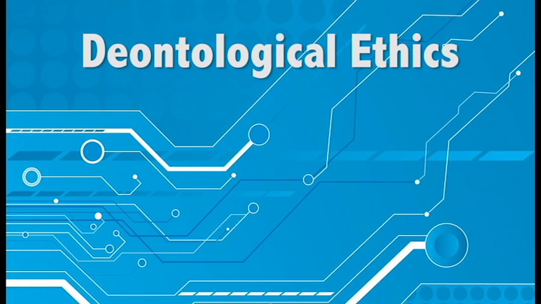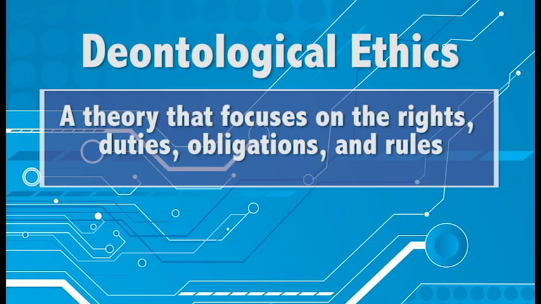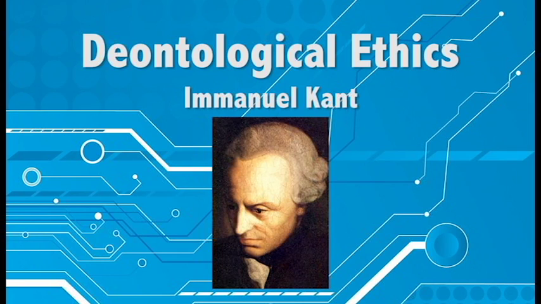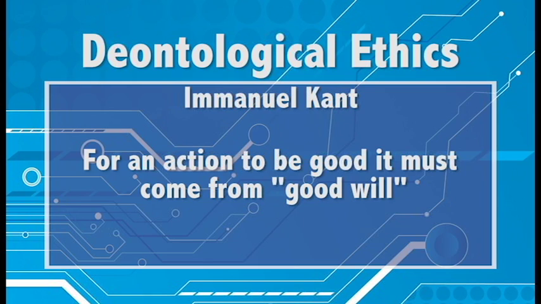The third idea is a little bit different from the first two that we covered because in this case it is a deontological ethic, which is an ethical theory that focuses on rights, duties, obligations, and rules. One of the founders of modern philosophy, Immanuel Kant, came up with the idea that good can only come from something that is intrinsically good. Thus, for an action to be considered good, it must come from goodwill.